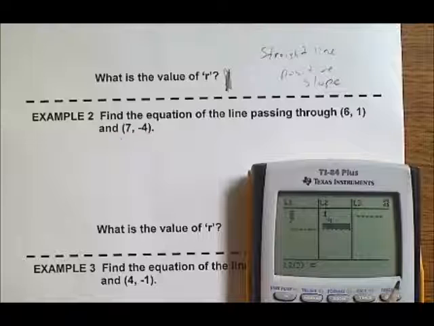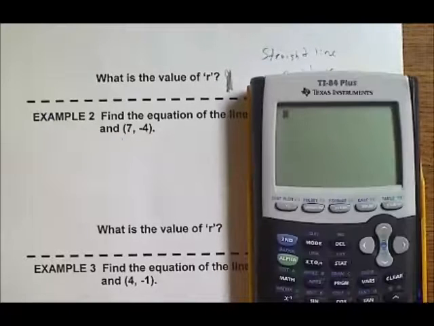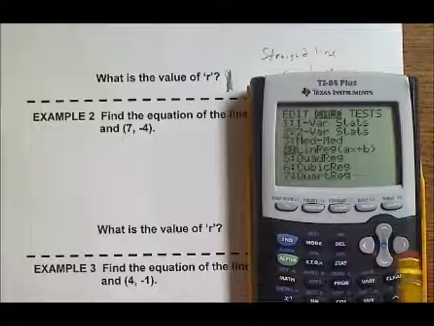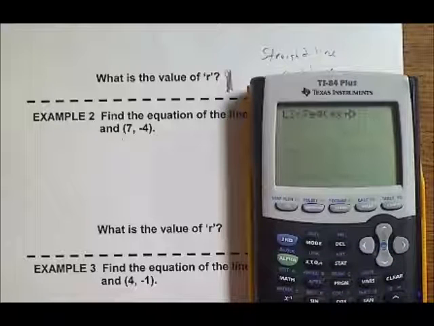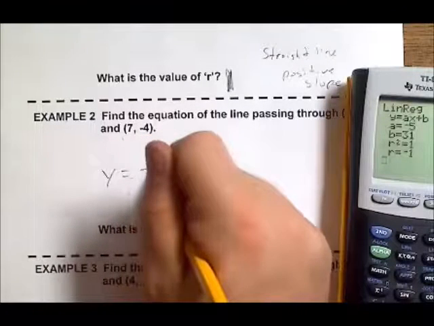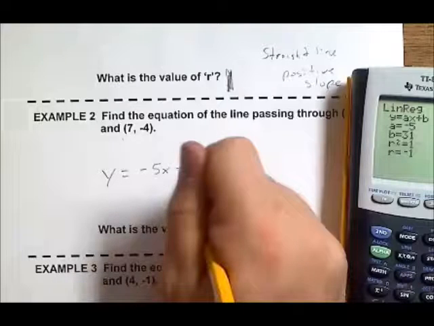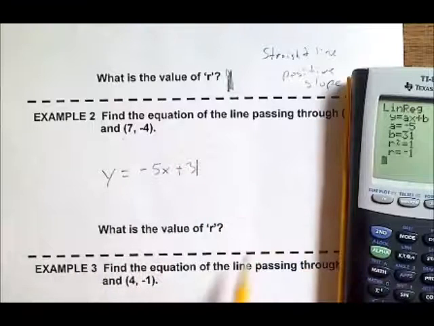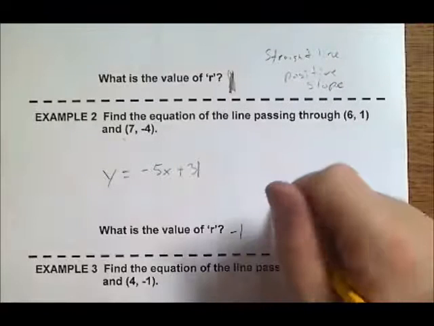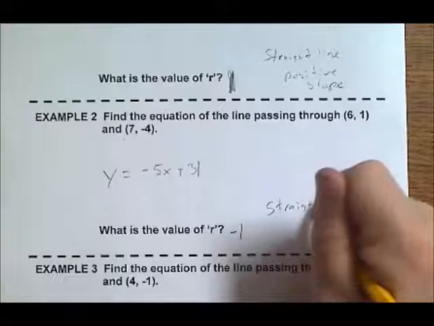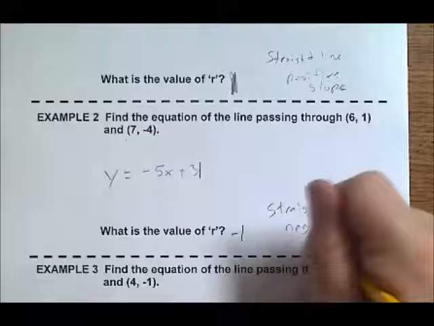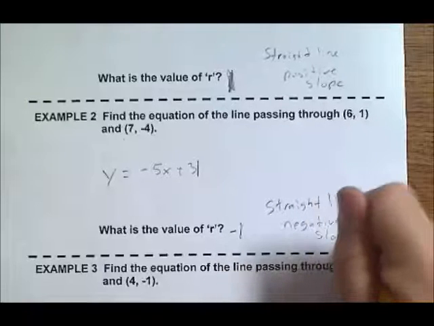But we want to quit again. We want to go back to Stat, Calculate our linear regression. And this time it says that y equals -5x plus 31. And our R is -1, which means that this is a straight line with negative slope.